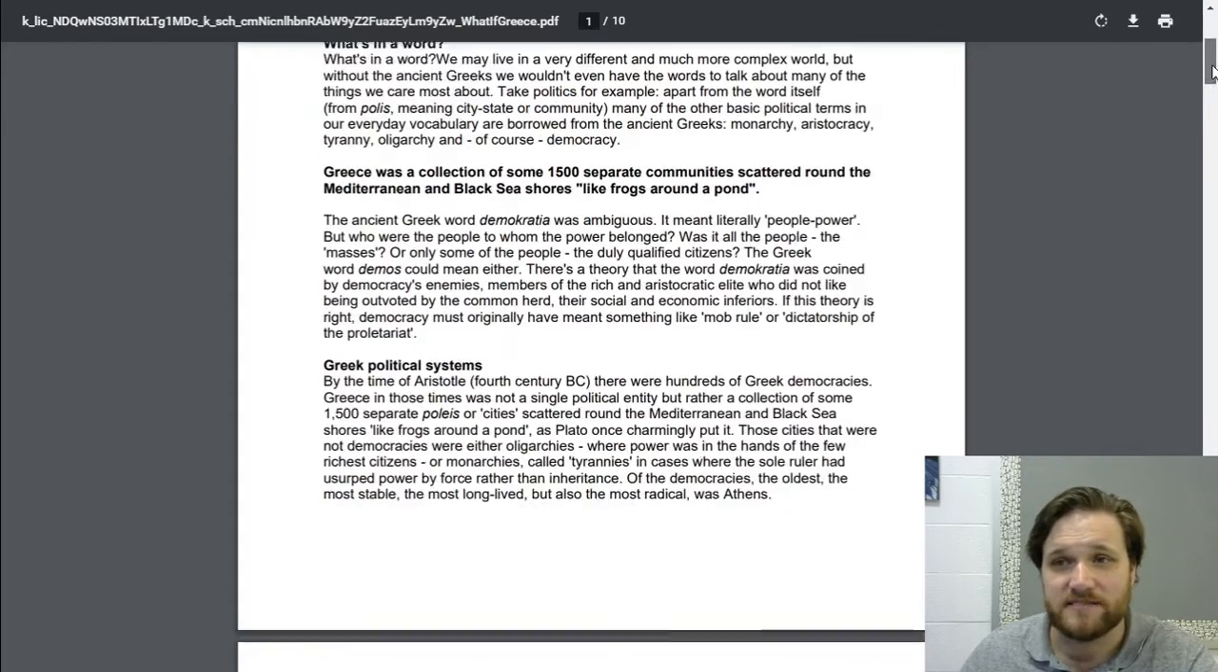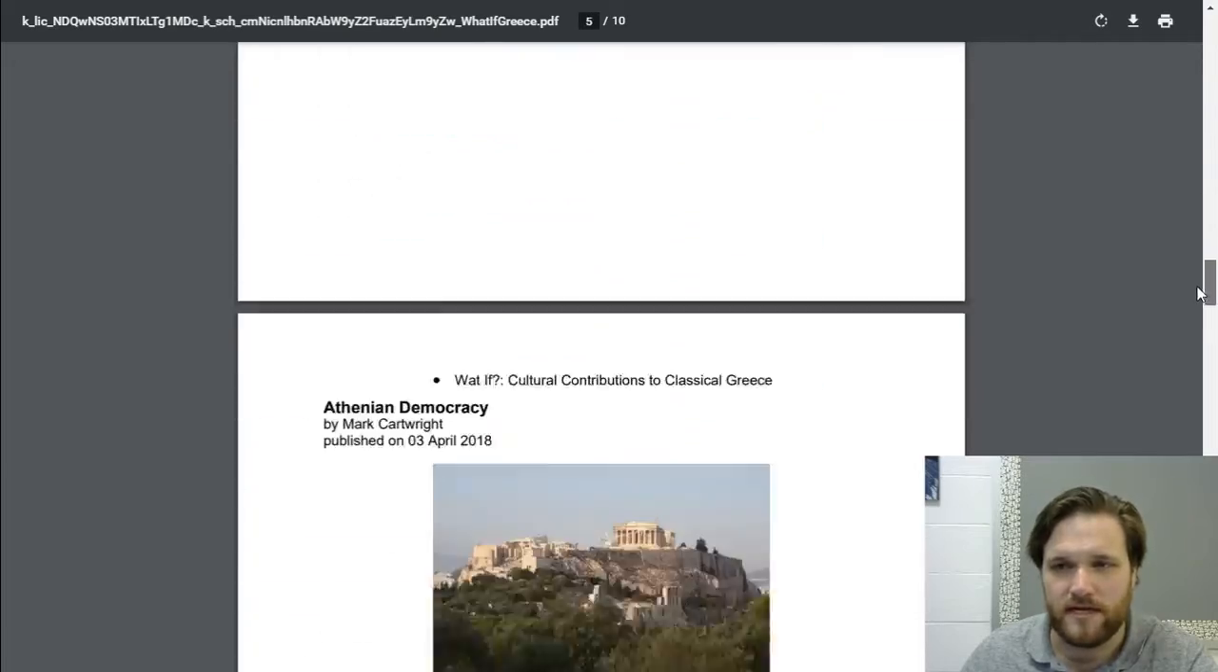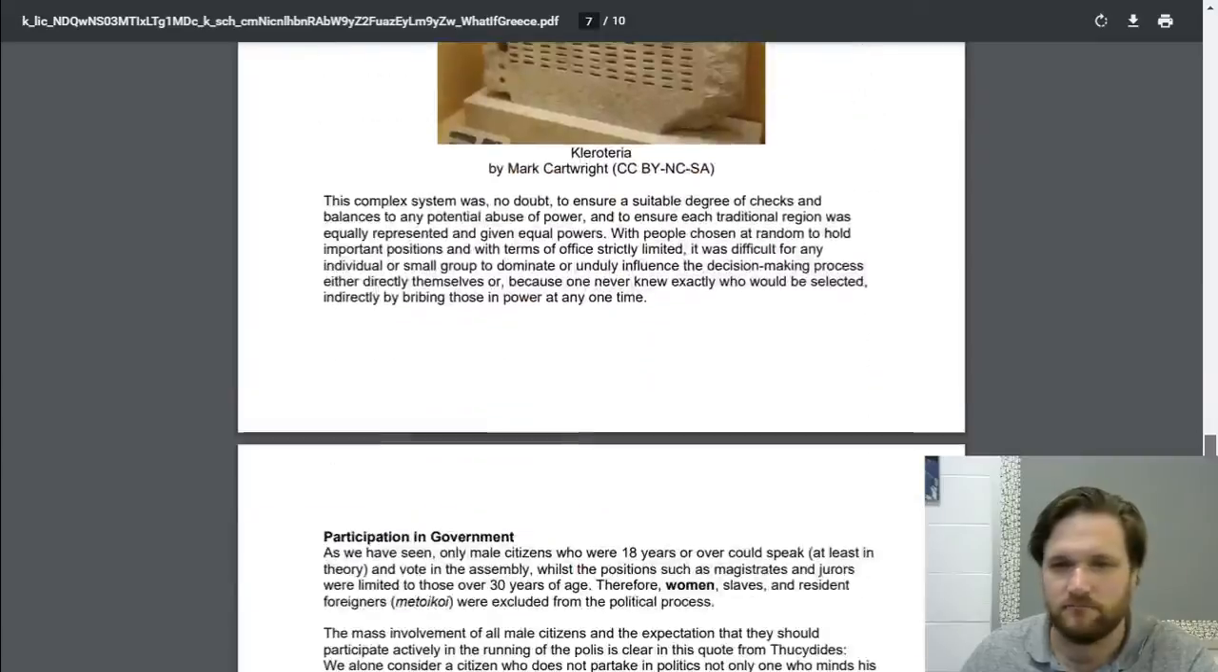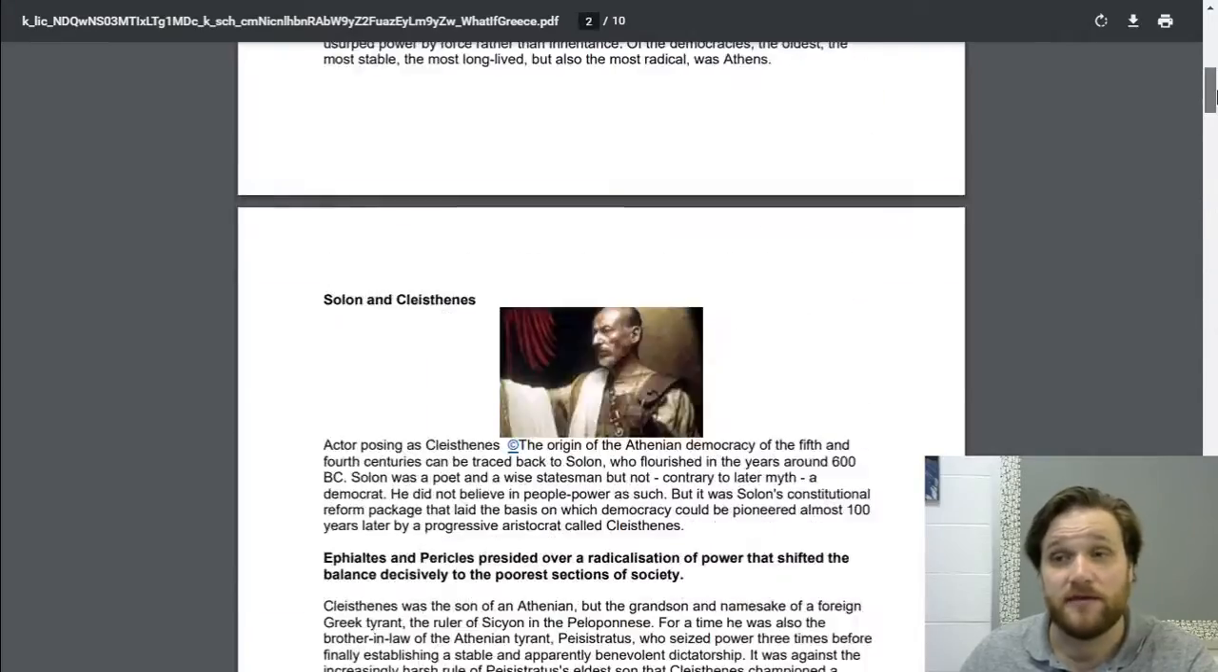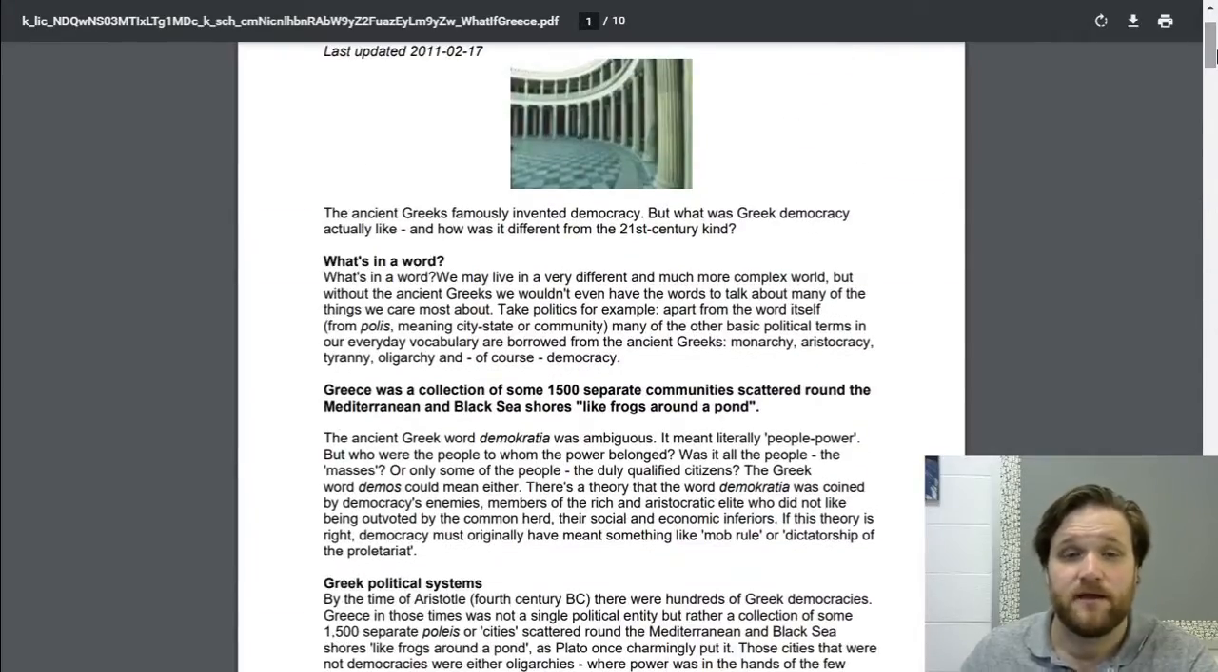This is a sizable reading block here. I'm not even going to play around and say that it's not, but you need to take your time and read this. This is going to talk not only about how the idea of democracy was created in Greece, but how they actually utilized it, how they would use it in their political system.